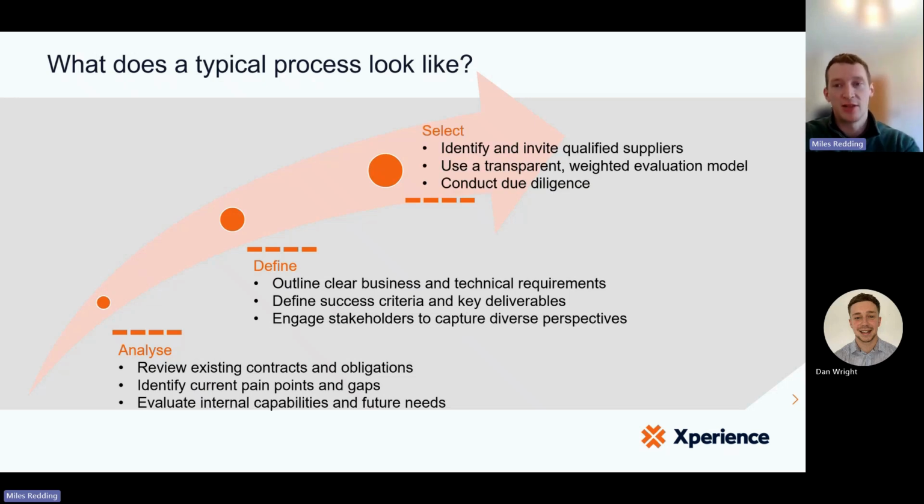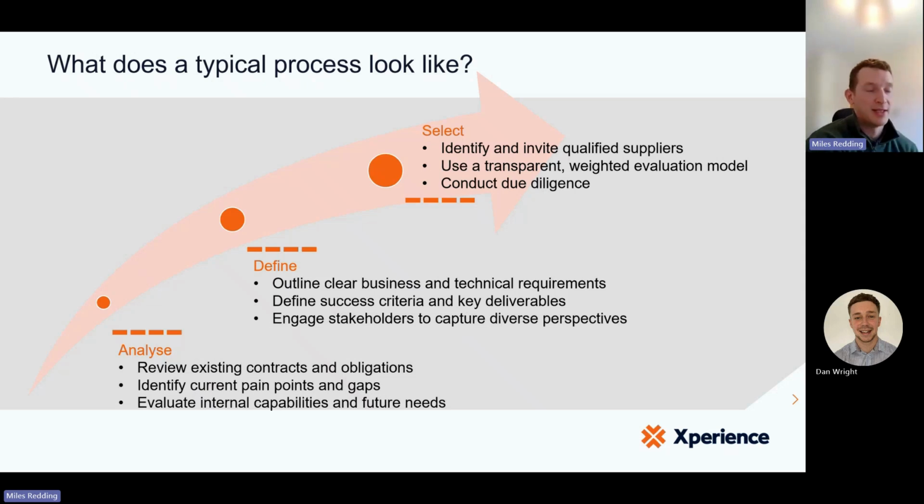And then the final stage is arguably the least involved from an internal perspective, is that selection process. What's the process that you're going to run? How are you going to engage those providers? How are you going to identify who to invite? And what's the process going to look like?